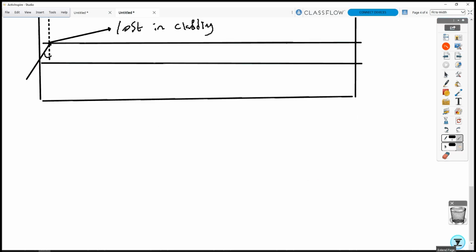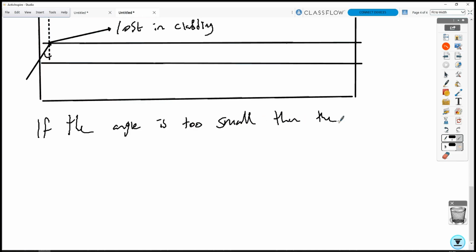So we can say here that if the angle is too small, then the ray is lost to the cladding. And this prevents excess pulse broadening.